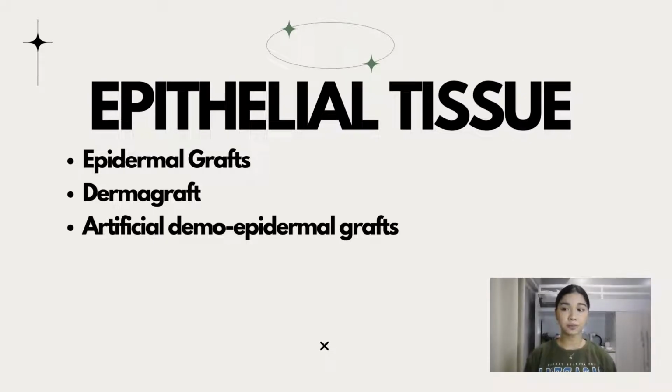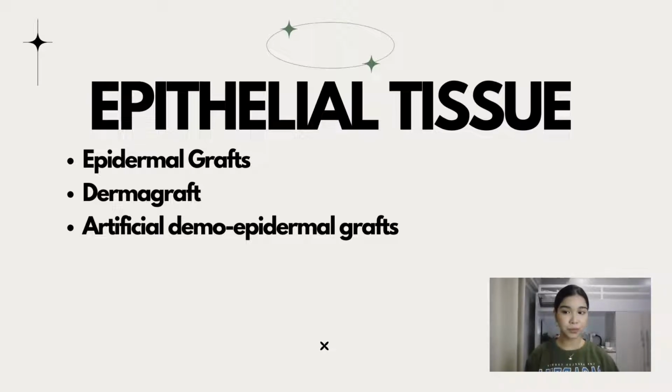While artificial dermoepidermal grafts are considered the most advanced type of artificial skin graft available as of late, it is often prepared by a culture of keratinocytes on the surface of the dermal layer with or without incorporated fibroblasts.